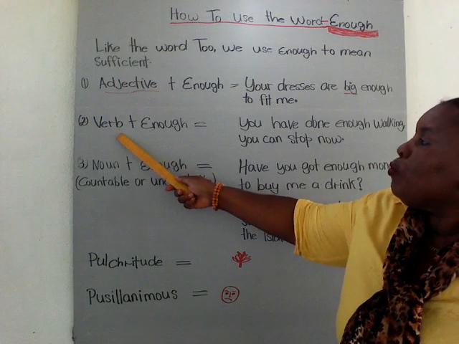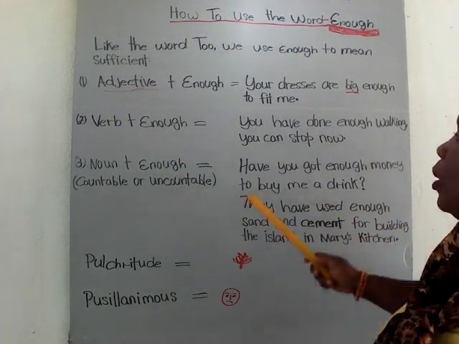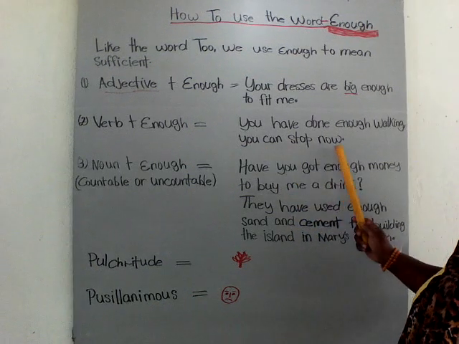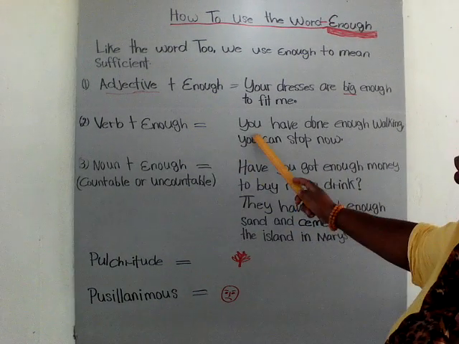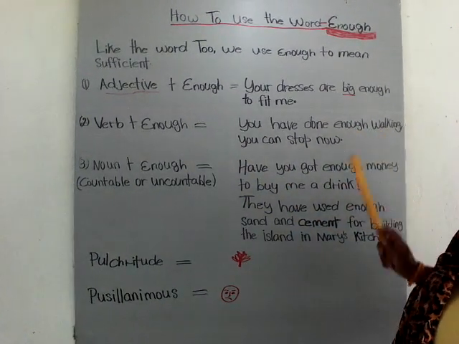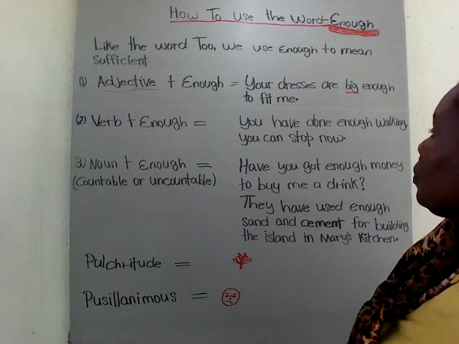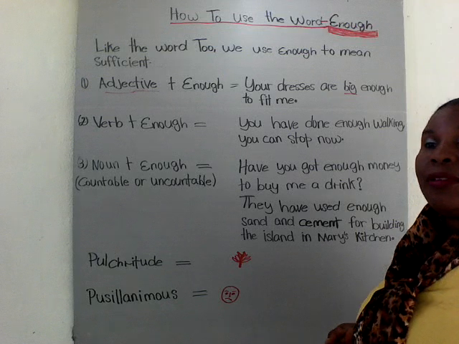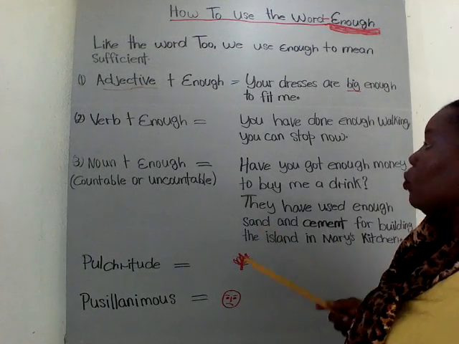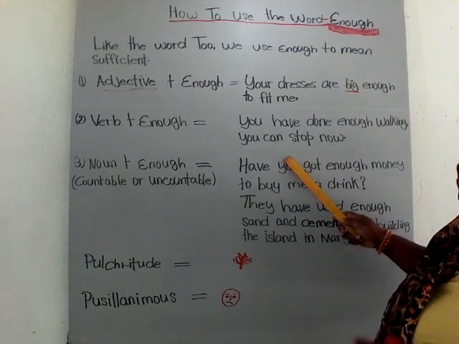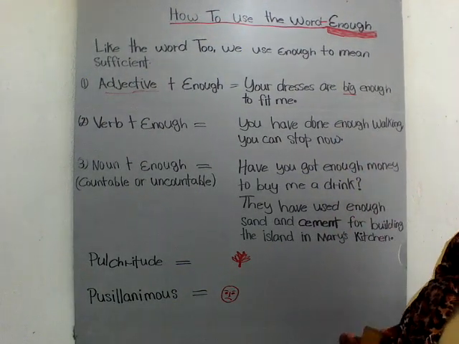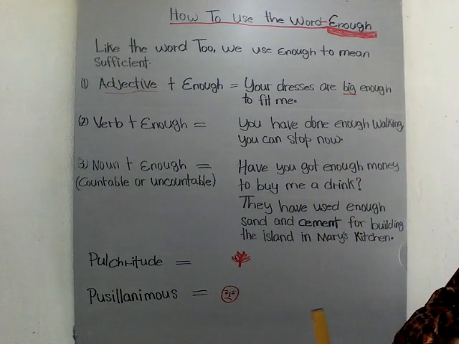All right, number two, verb plus enough. You have done enough walking. You can stop now. You have done enough walking. So when you say you have done enough walking, you have walked excessively. You have walked too much, right? You have walked a long distance. You have done enough walking, so you can stop now.